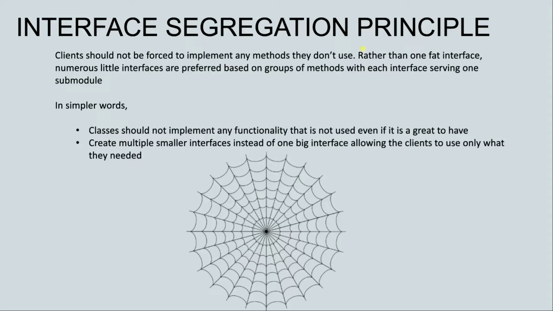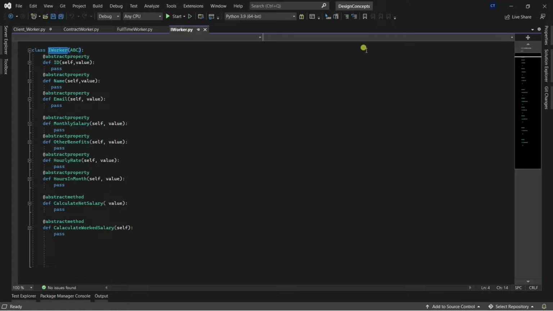Let's understand this principle using coding logic. Let us assume we have a requirement to calculate the net salary of a full-time employee and also for a contract worker. So we have defined an interface named IWorker with two abstract methods, namely calculate net salary and calculate worker salary. Calculate net salary will calculate the salary of the full-time worker, and calculate worker salary will calculate the salary of the contract worker.